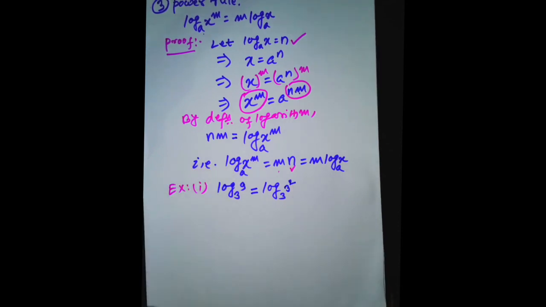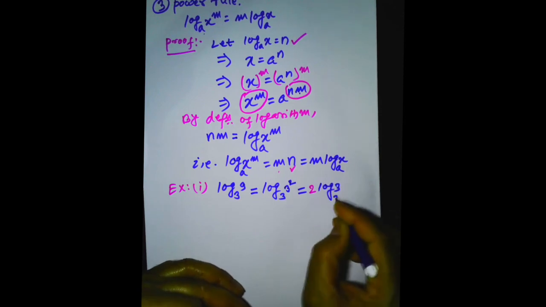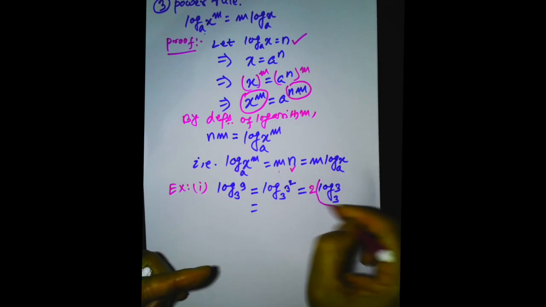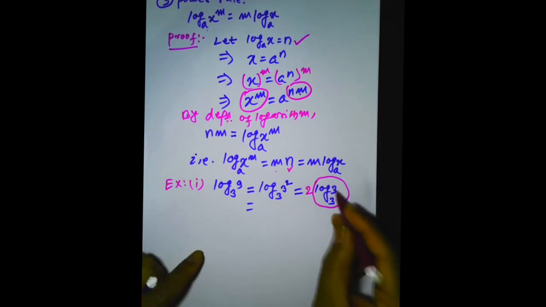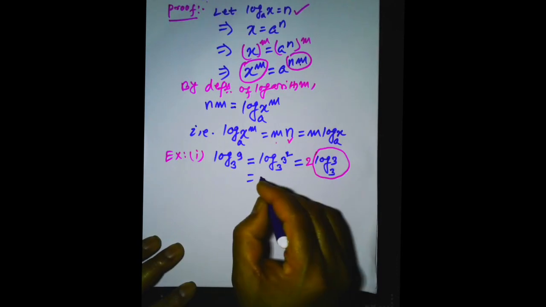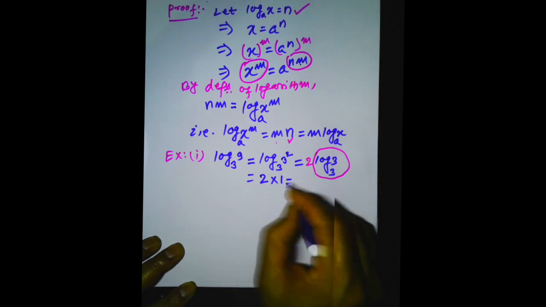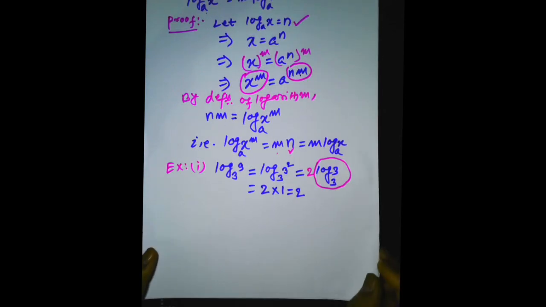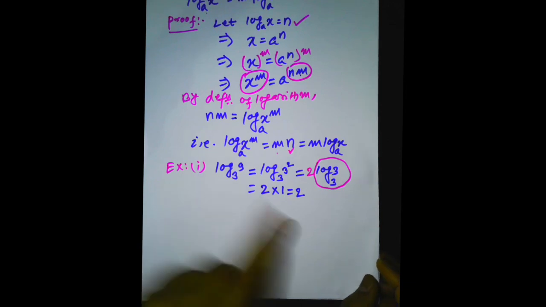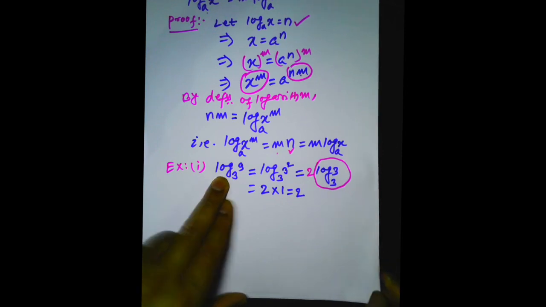Then the power will be in front of this logarithm, and we are left with only log 3 to the base 3. Now you also know that the bases are the same, therefore the log value is going to be 1. So you can write here 2 times 1, which is going to be 2. So the answer of this logarithm is 2. That is, we have evaluated this logarithm and its value is 2.